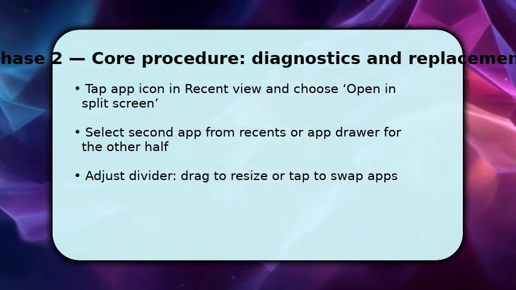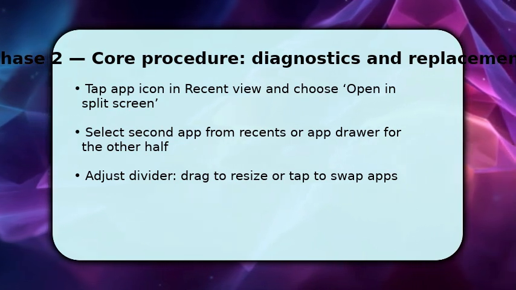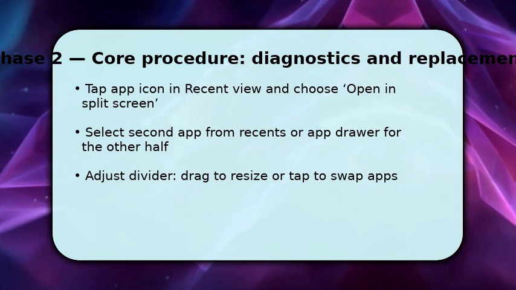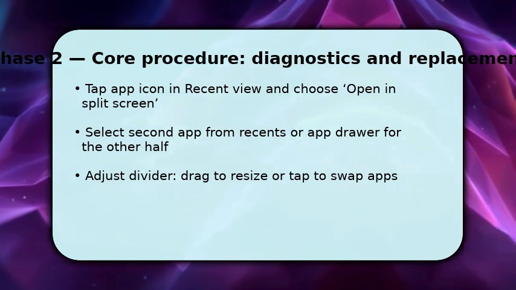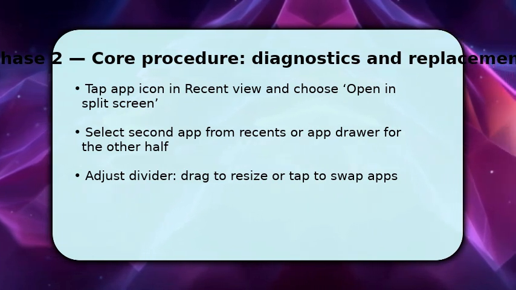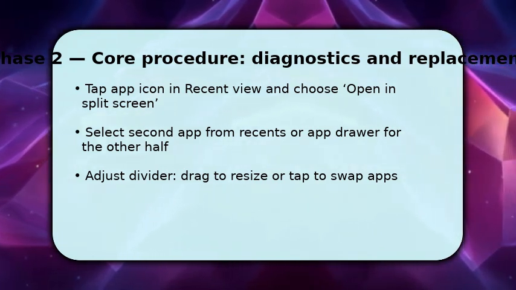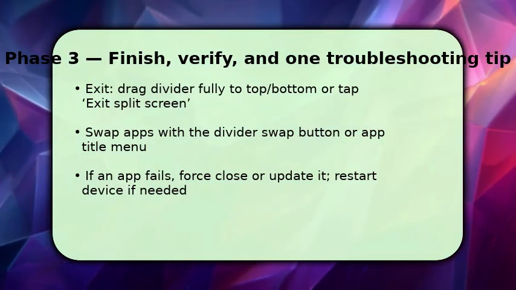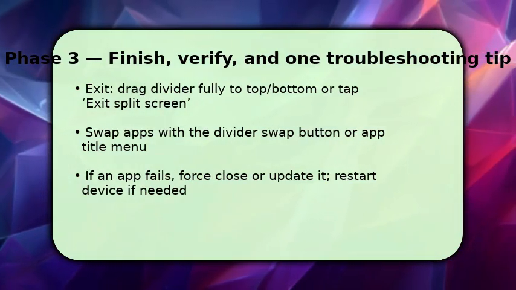Make sure to use drag on the center divider to set proportions, 1/2, 1/3, 2/3, because different layouts suit different tasks. If you want the same app twice, use multi-window for compatible apps. Once positioned, test interaction, typing, scrolling, and media playback to confirm both work. You finish by resizing or exiting split mode when work is done.